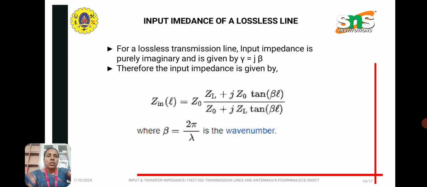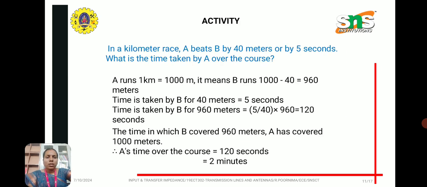For a lossless transmission line, the input impedance is purely imaginary. That is, the gamma value is taken as j beta. So the expression tanh gamma L is modified to tan beta L, where beta is 2 pi by lambda, the wave number. Activity: this is solved using the distance and time problem.